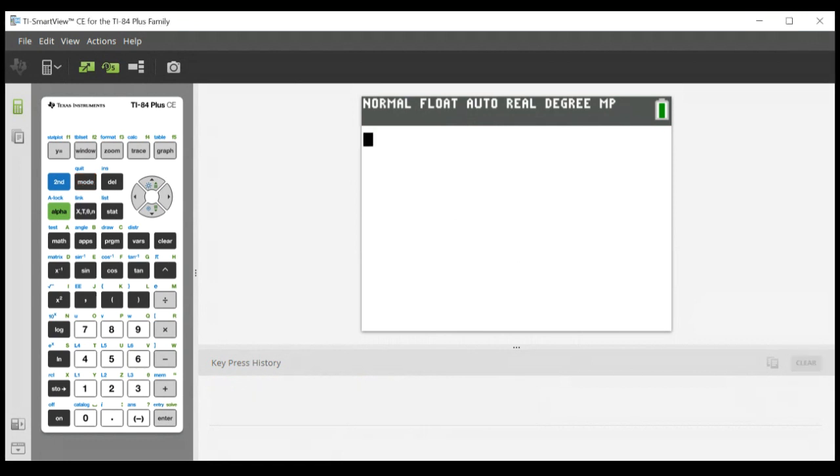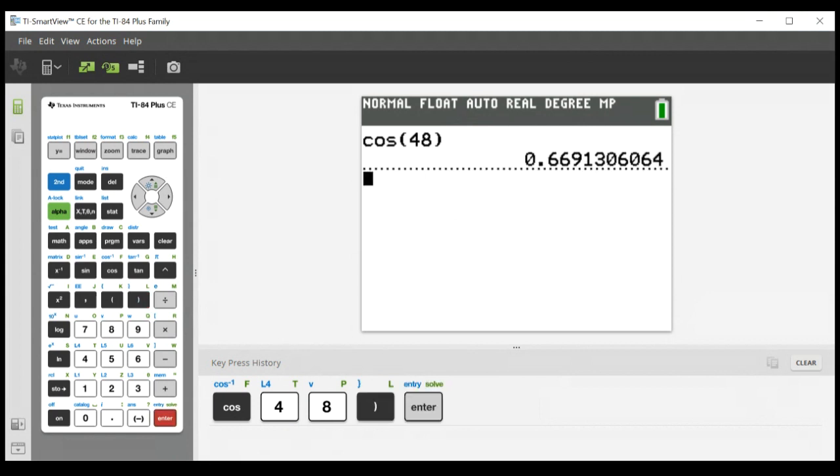We want to type in cosine of 48 degrees. So we've got our cosine button and 48, and we can just hit enter. Let's go out to 3 digits on this one. So 0.669 is our approximate value.